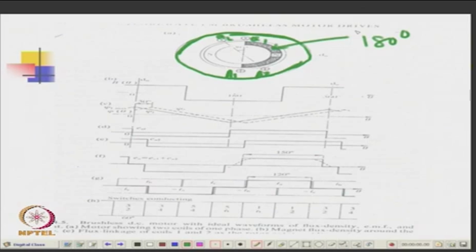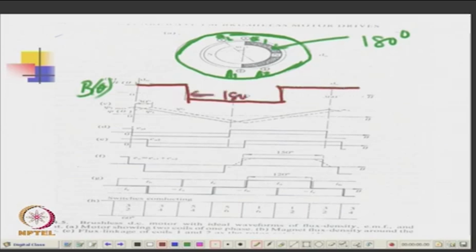Okay. So, what you are trying to say is B theta will be a square wave. This is 180 degrees, 0 to 360, this is theta, right, this is the B wave. I hope you have no problem understanding.